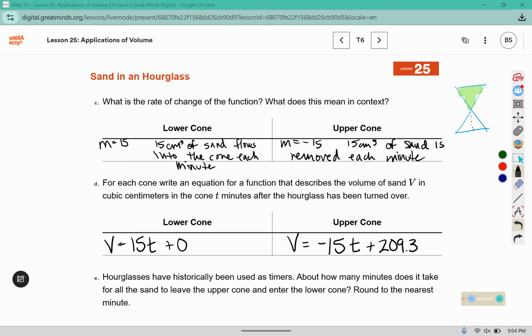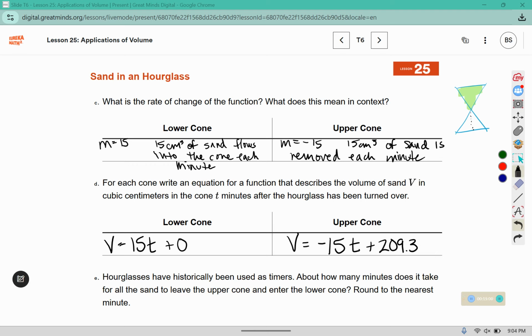E. Hourglasses have historically been used as timers. About how many minutes does it take for all the sand to leave the upper cone and enter the lower cone? Round to the nearest minute. So we want the upper cone to have a volume of 0, or we want the lower cone to have a volume of 209.3.